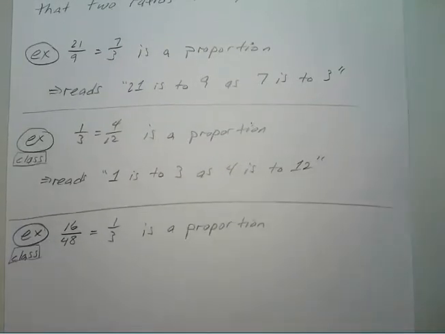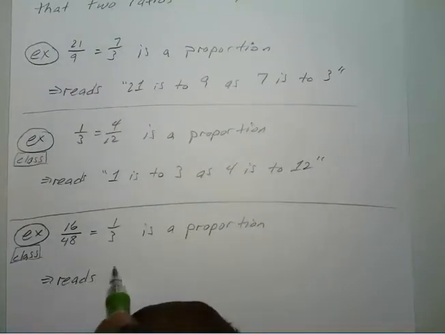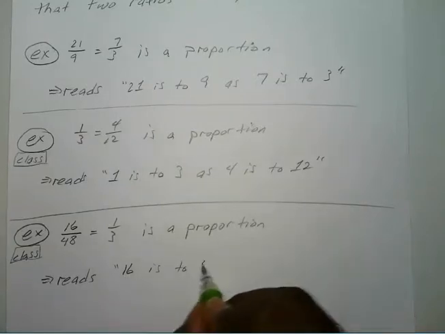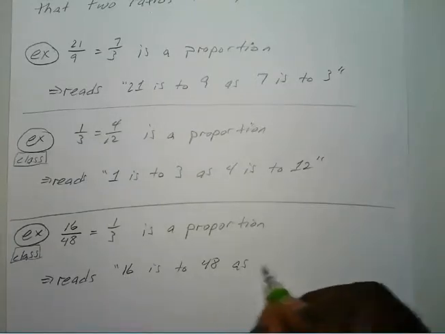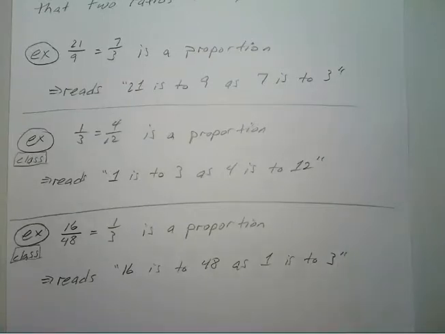All right, so assuming you've already done that, let's go ahead. This reads as 16 is to 48 as 1 is to 3. Okay, and that's your proportion. That's how you would read a proportion.